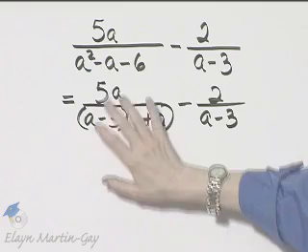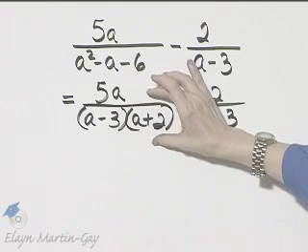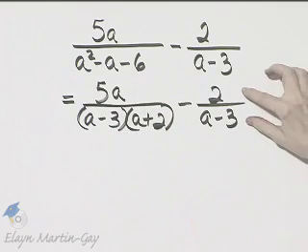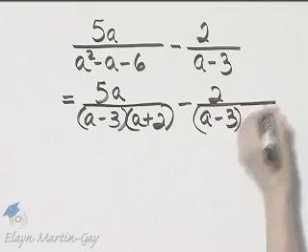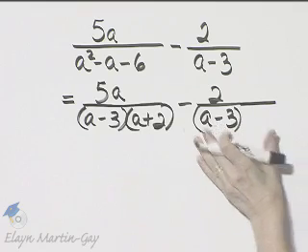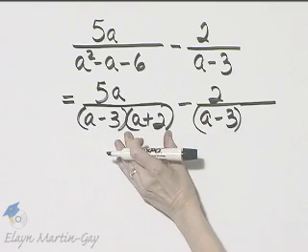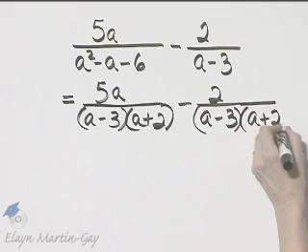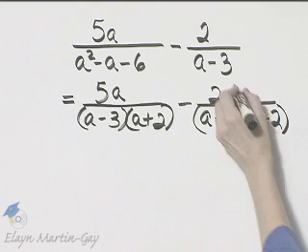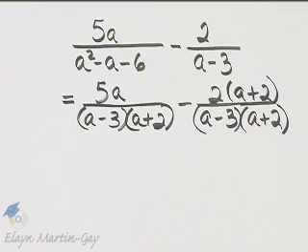So I want to rewrite each fraction so that it has this denominator. Now obviously this fraction already has this denominator. Let's go ahead and look at this fraction, or this rational expression. What would I multiply the denominator by so that this denominator looks like this denominator? I would multiply this denominator by a plus 2. I'll go ahead and do it right here. If I multiply the denominator by a plus 2, I must multiply the numerator by a plus 2. Now look what I've accomplished. The denominators are now the same.